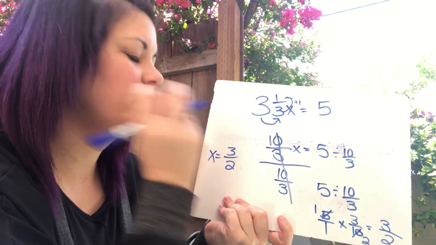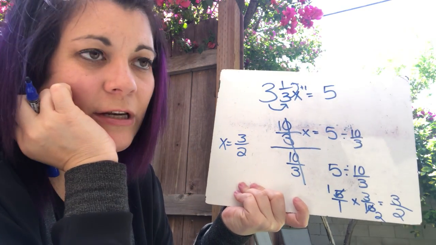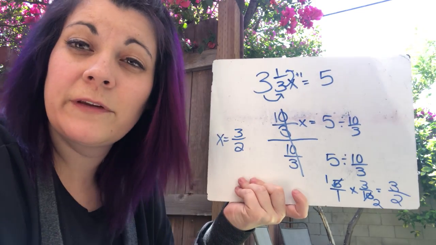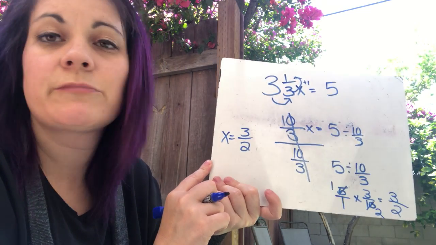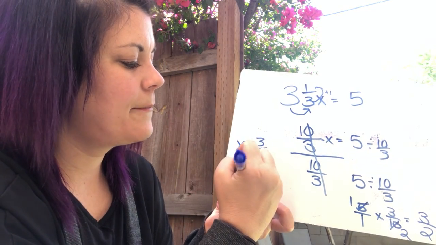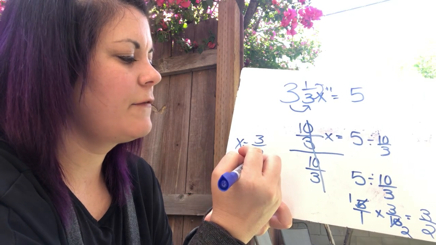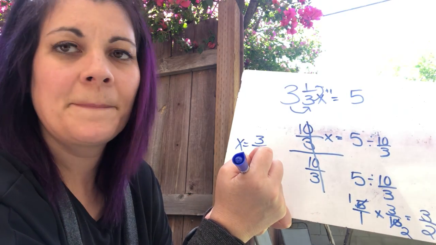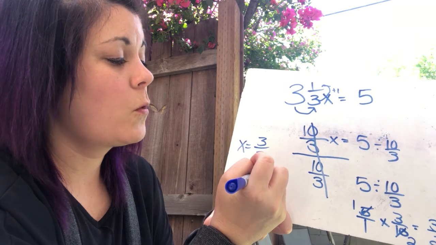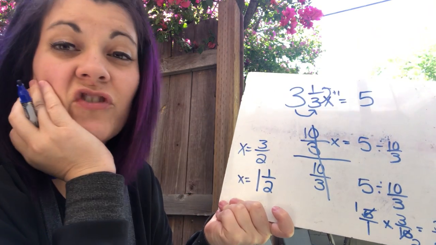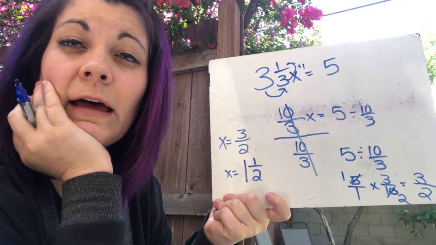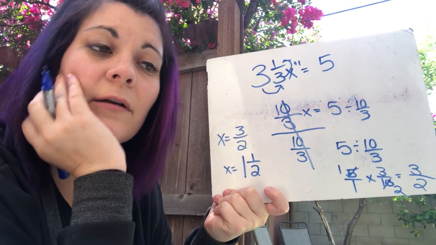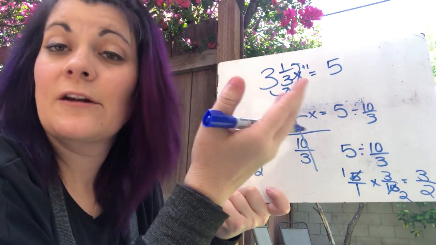If your teacher wants you to change it to a mixed fraction, you should know how to do that. If you don't, you can watch the videos on how to change improper to mixed. X equals 3/2. 2 goes into 3 one time with 1 as a remainder. So 3/2 changed into 1 and 1/2. And this is how you do fractions that are coefficients.